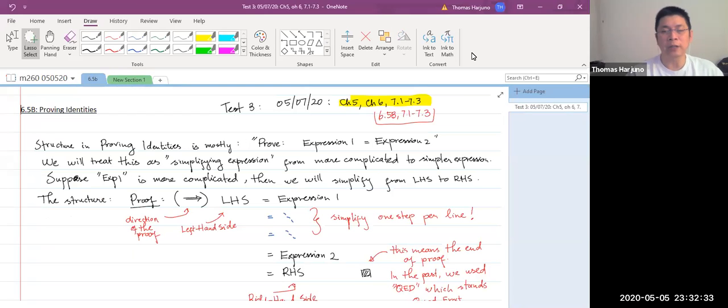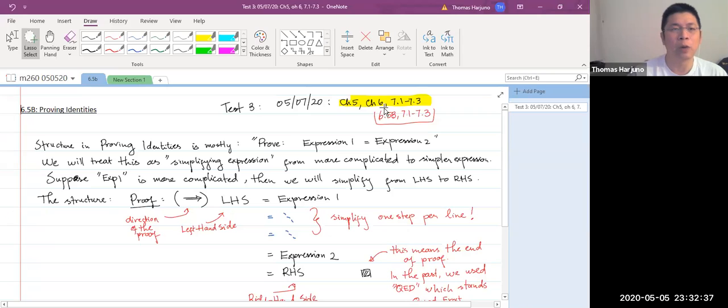On the easy side. 6.5b is the one I left over last time, proving identity, and 7.1 to 7.3. 7.1 to 7.3 is application of radian into what we have learned, and using radian to find arc length and area, linear velocity, angular velocity.